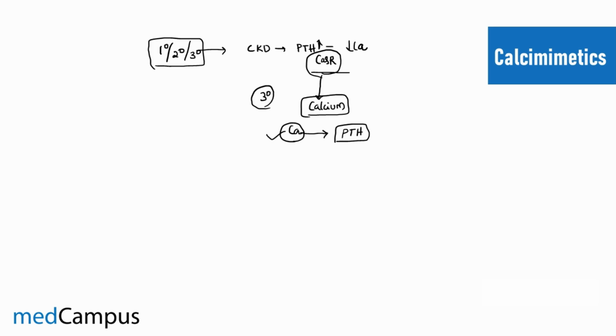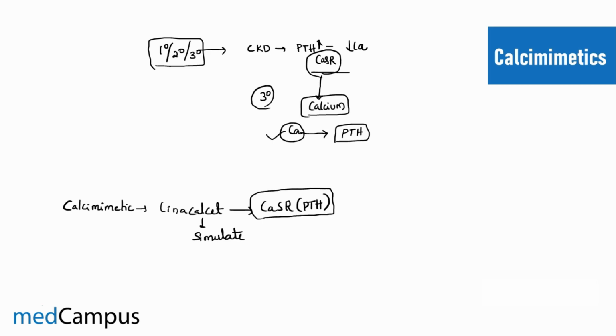Why are we discussing primary, secondary, tertiary hyperparathyroidism when it comes to calcimimetics? The calcimimetic example, which I told you, is Cinacalcet hydrochloride. This acts on calcium sensing receptors of the parathyroid gland. What do they do? They simulate calcium. Because of their structural similarity to calcium, the calcium sensing receptors think that there is adequate calcium in the body, and they stop or decrease secretion of parathyroid hormone.